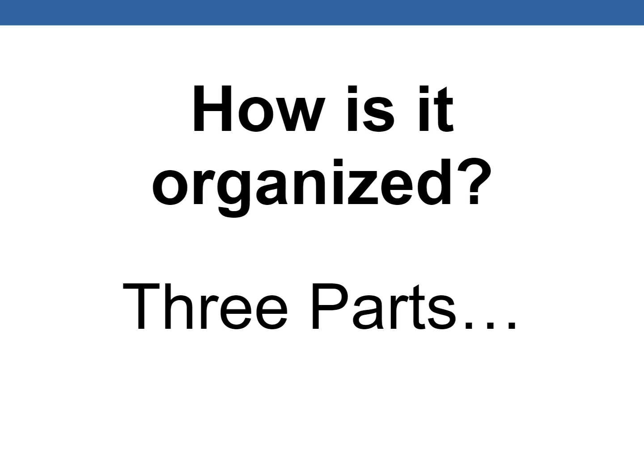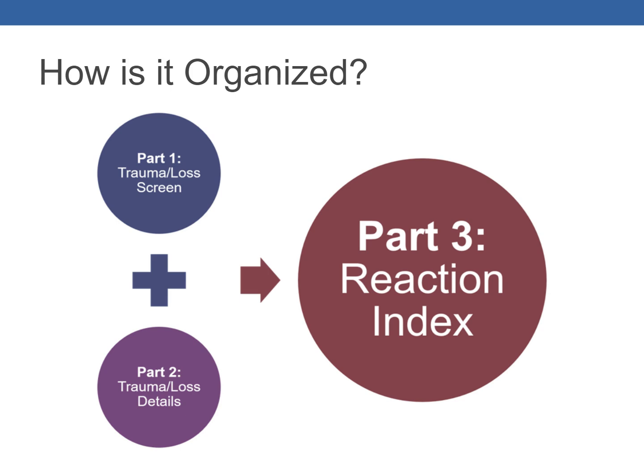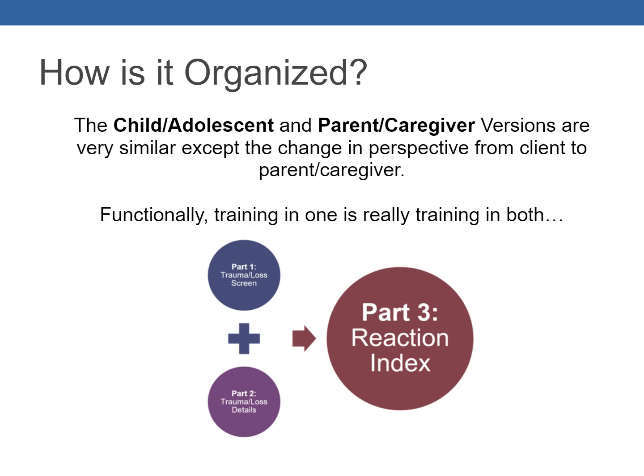Next, we'll describe how the UCLA PTSD RI is organized. There are three primary parts to the UCLA PTSD RI: the Trauma and Loss Screening section, the Trauma and Loss Detail section, and the Reaction Index itself. It is important to note that although there are two versions of the measure, one for the client and one for the caregiver, they are functionally the same. The primary difference is that the wording is different and that items in the caregiver version are worded to say "my child" rather than "I" or "me."